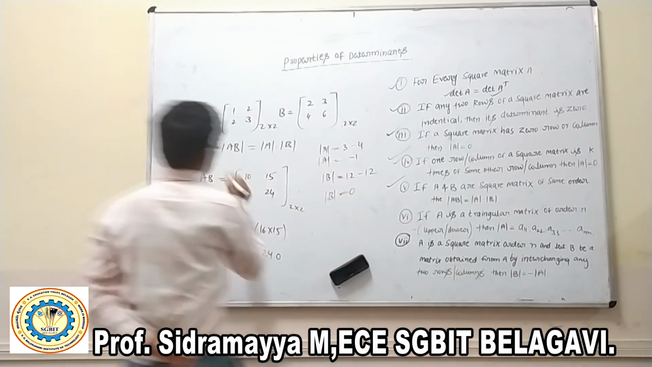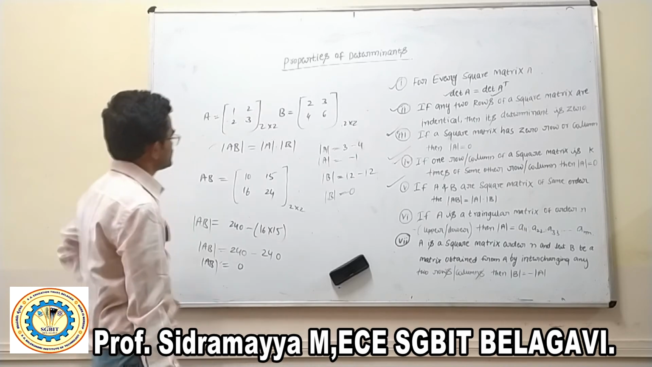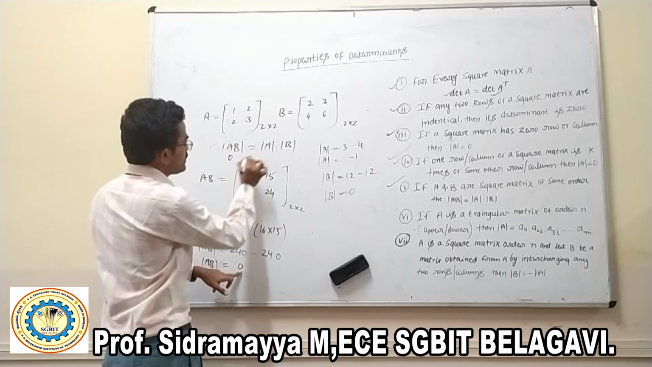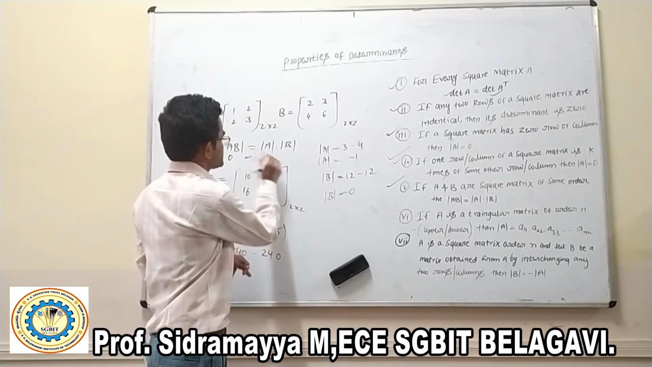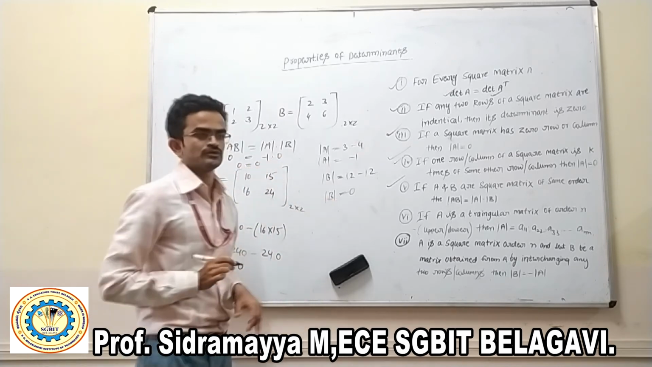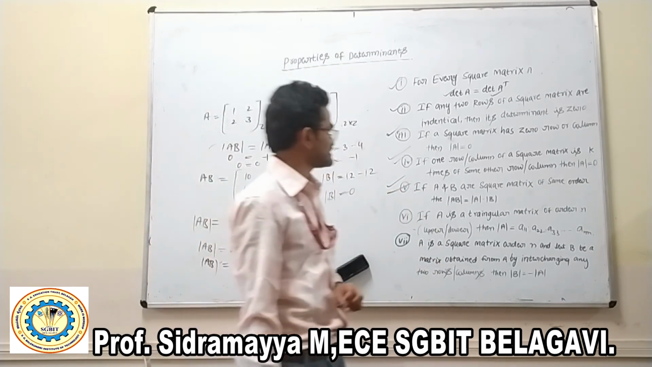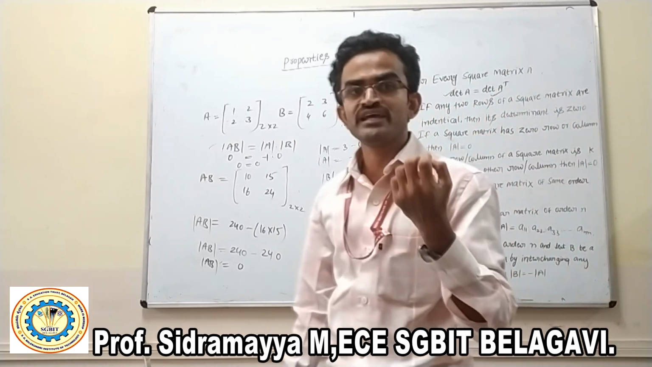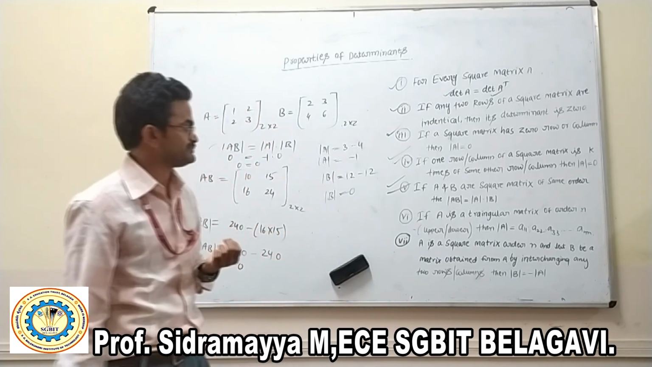Now the property says that the determinant of AB is equal to the determinant of A into the determinant of B. What we calculated for the determinant of AB is 0, which is equal to the determinant of A, minus 1, into the determinant of B, which is 0. So 0 is equal to 0. It indicates that this property holds good. If A and B are square matrices of the same order, then the determinant of AB is equal to the determinant of A into the determinant of B.